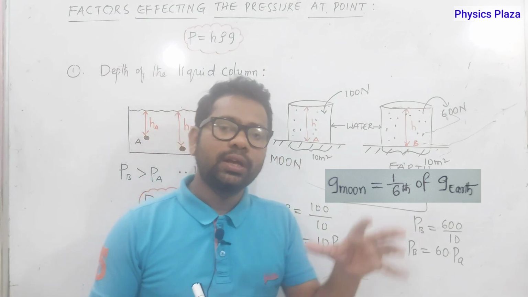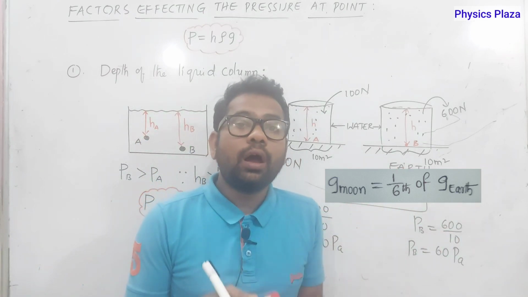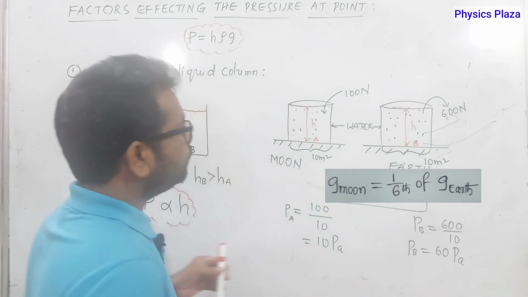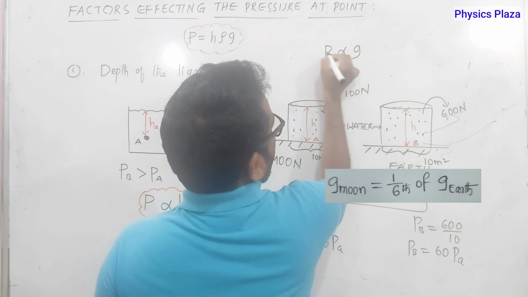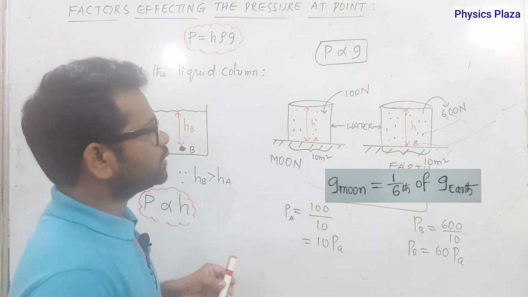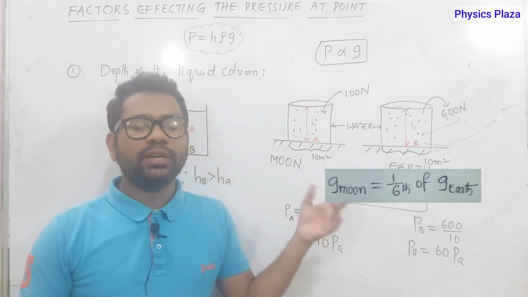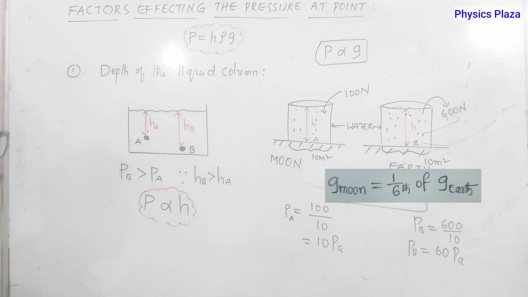So which means what, children? The pressure exerted also depends on the acceleration due to gravity. How? Proportional to each other. So we can also conclude that pressure exerted is directly proportional to the acceleration due to gravity. Am I clear with this? Okay. So these are the three factors on which pressure exerted depends. Just copy it.